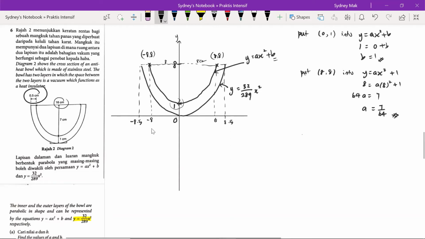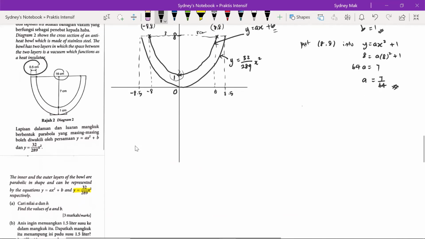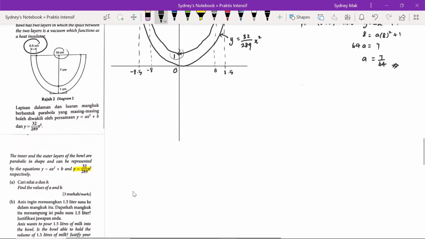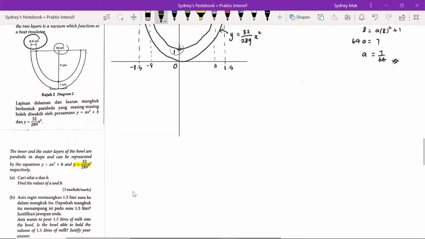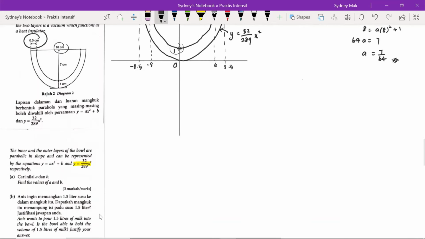All right, next, let's move on to part B. For part B, Anis wants to pour 1.5 liter of milk into the bowl. Is the bowl able to hold the volume of 1.5 liter of milk? We got to justify the answer. Now 1.5 liter is the volume. So look at the bowl, the unit used is in cm. So how does cm relate to liter?